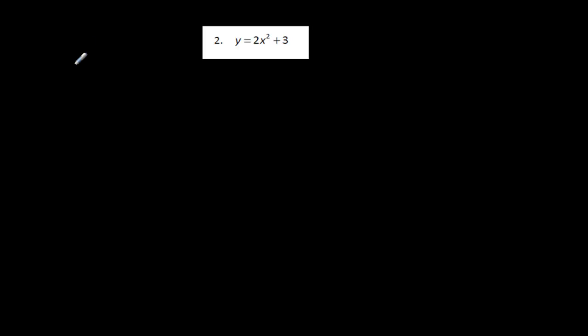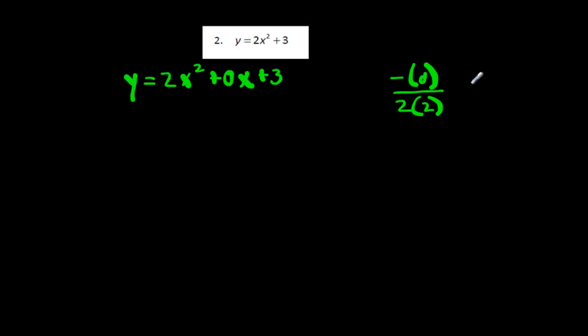Number 2, they're asking you the same things. They want to know all of those things: vertex, axis of symmetry, and so on. For number 2, it's a little bit easier because there's no x value here. You can write it out having an x value if you want. You could write down plus 0x plus 3. And then when you try to find the vertex, it's going to be the opposite of b over 2a. So that's going to be 0 divided by 4, which is 0. So the x-coordinate of the vertex is going to be 0.